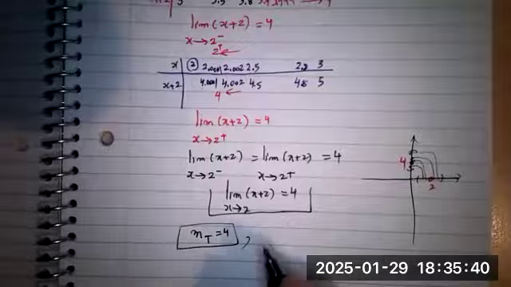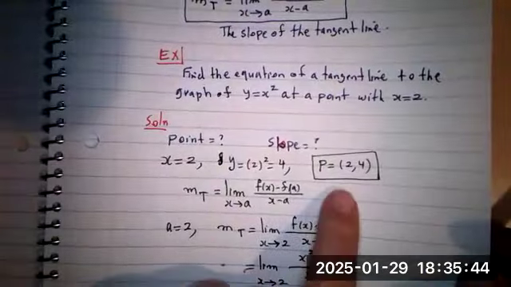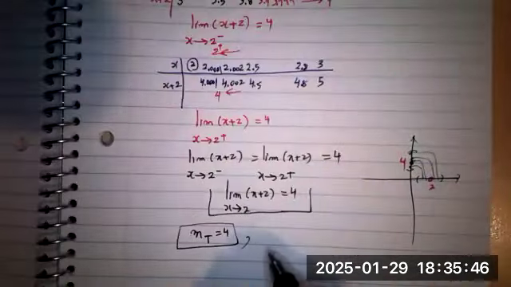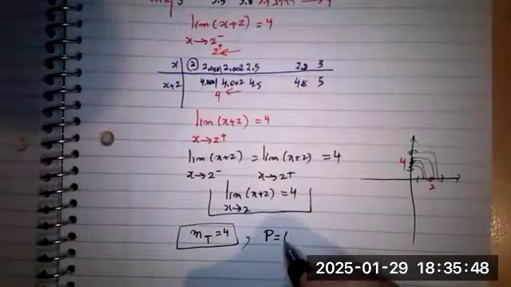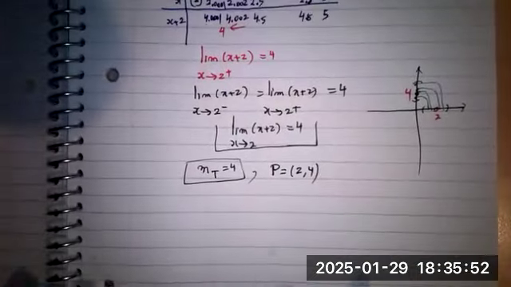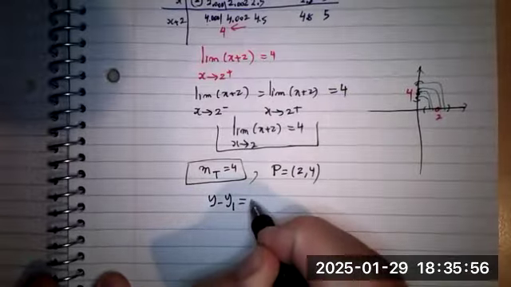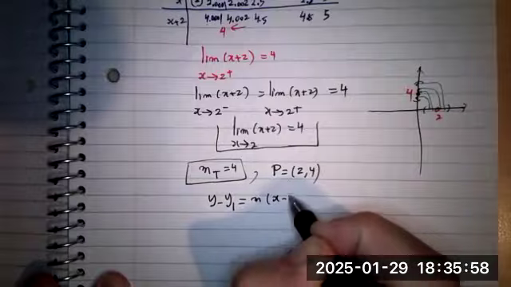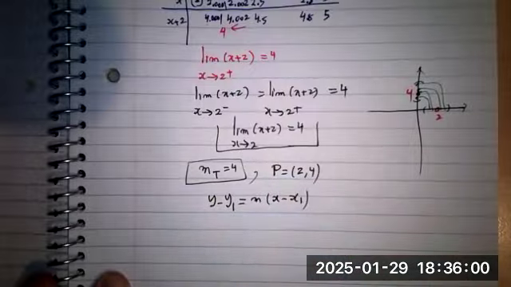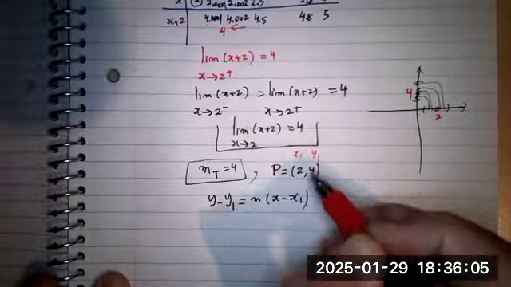Remember the point was 2 and 4 because A was 2. That's the point, 2, 4. So the point P is equal to (2, 4). And you have this slope. Write the formula: y minus y1 equal to m times x minus x1. Substitute. This is your x1 and this is your y1.